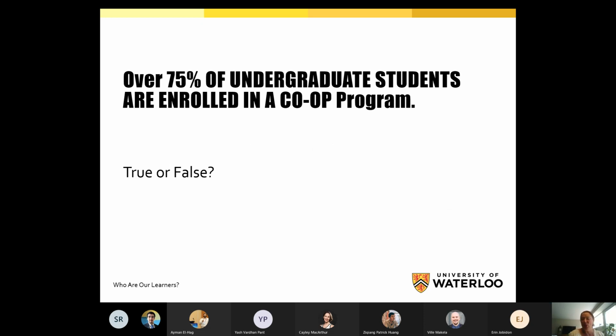And it seems like, you know, the label, when you think about word association, you think Waterloo, you think co-op. And so we feel like we know about co-op. We know it's a thing at Waterloo and it dominates our environment. But just out of curiosity, I want to ask you a really simple question. Is it true or false that over 75% of our undergrad students are enrolled in a co-op program? Just a little test about what you know around our numbers and how prolific co-op really is on our campus.